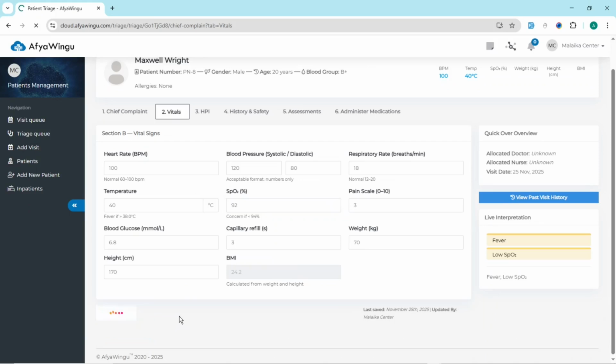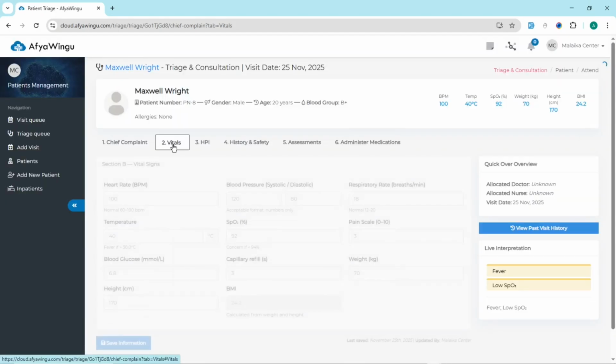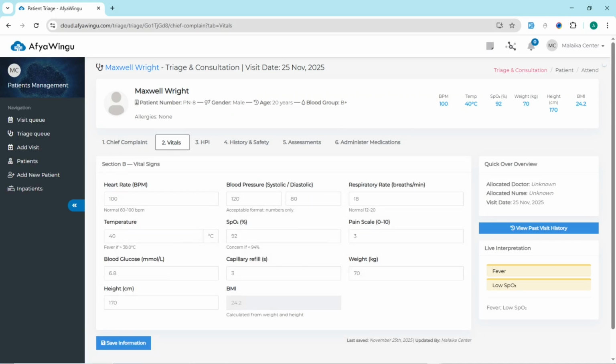Save your work. At the bottom left, click the blue Save Information button after entering each vital sign, or at least after completing the whole section. Clicking Save ensures everything is recorded and visible to the next clinician. You'll also see Last Saved, November 25th, 2025, updated by Malaika Center. This helps track who entered what, important for accountability and continuity of care.